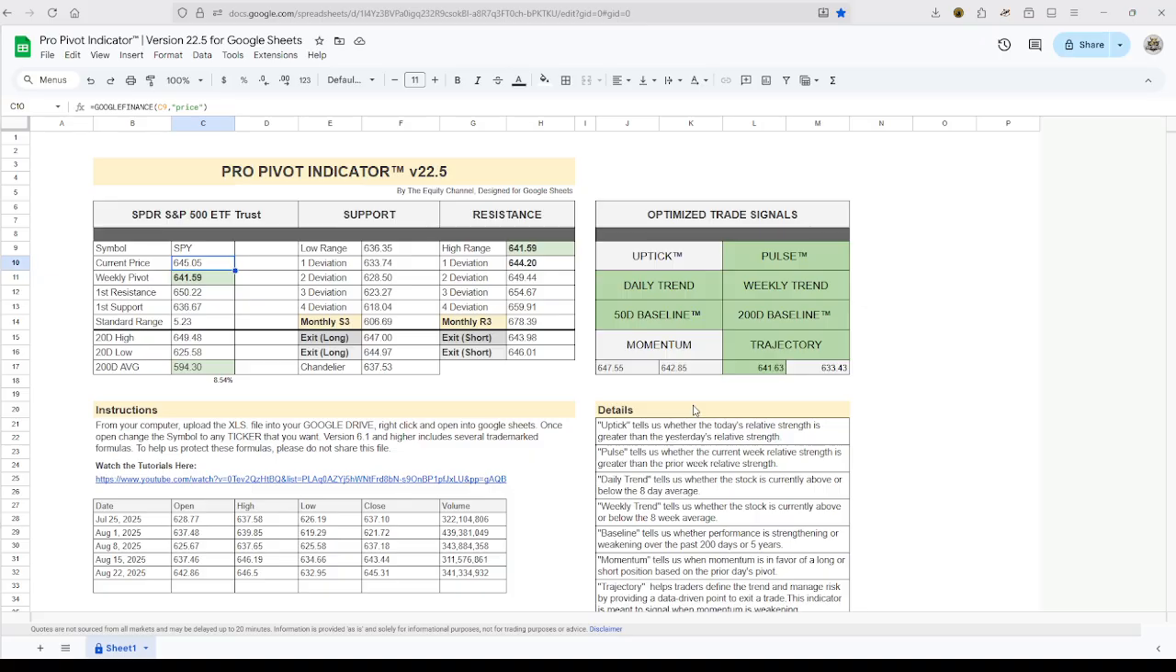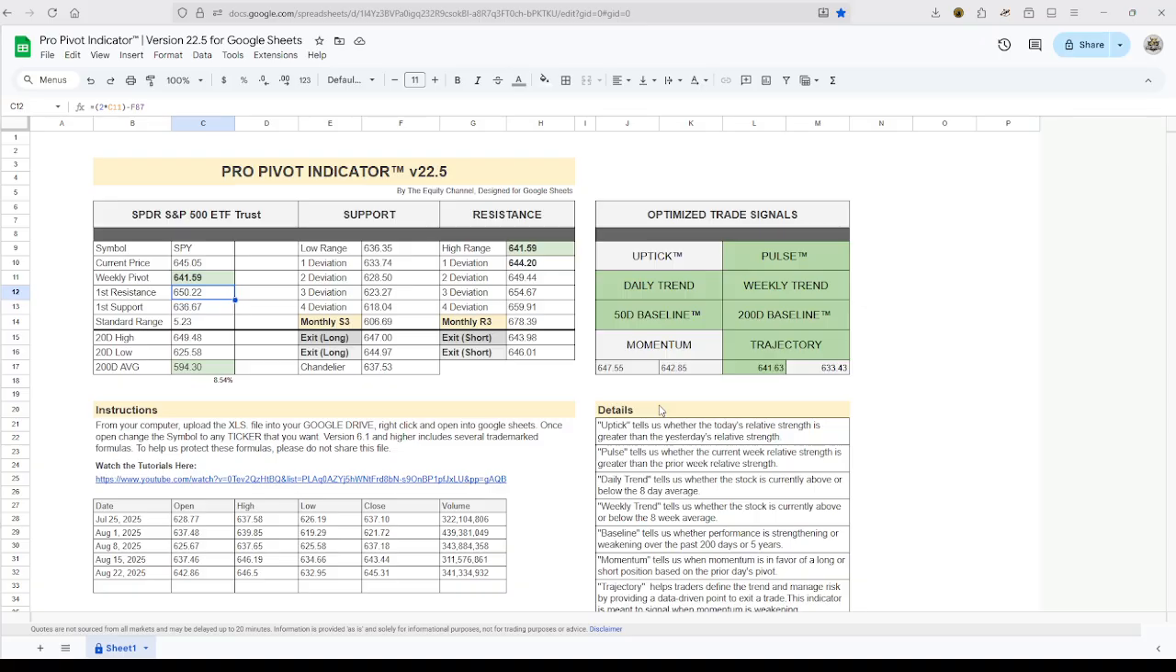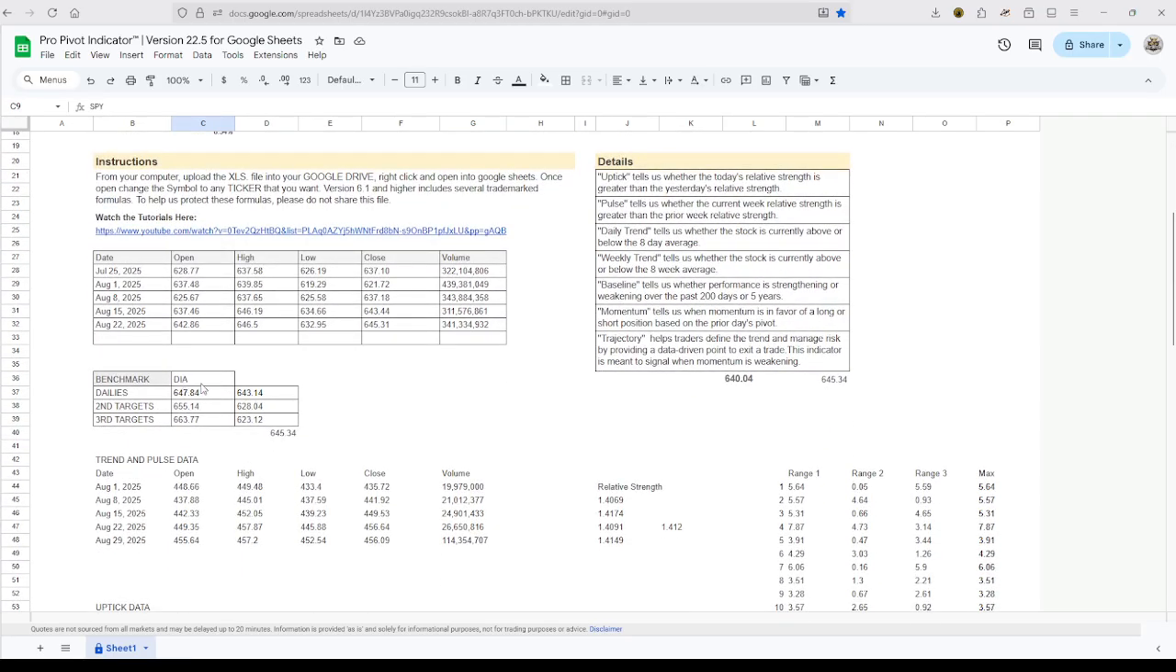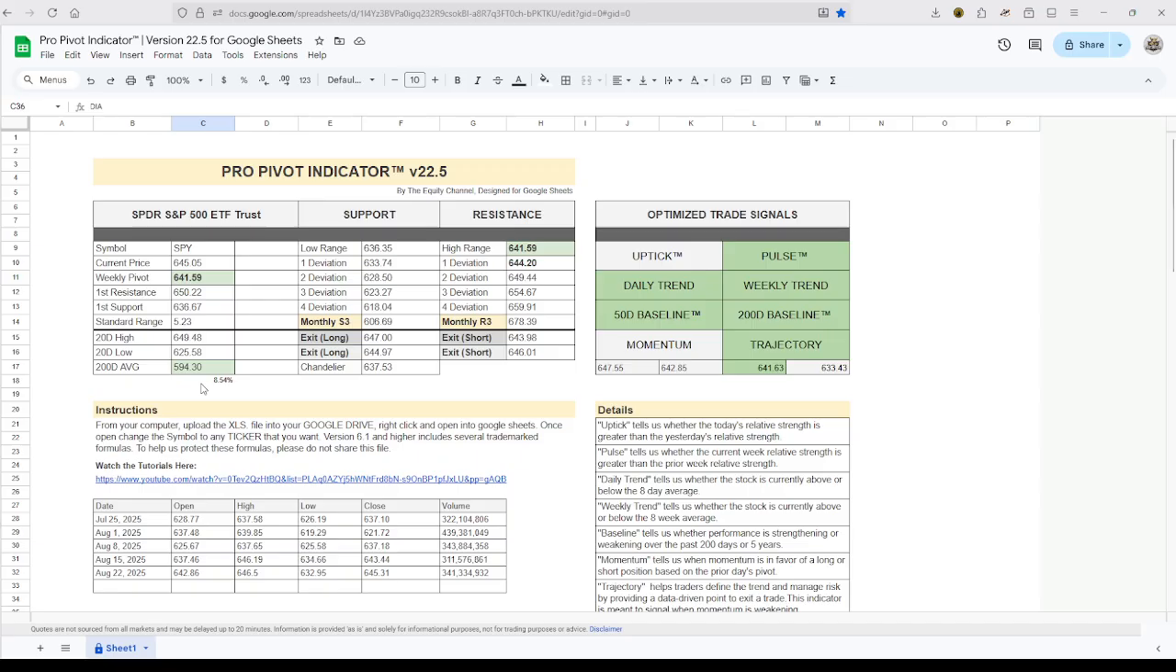Okay. Now, the pivot profile is designed to only let us change a few things so that way we don't mess anything up. So, for example, if I accidentally did this, right? Well, it'll say heads up, you're trying to edit part of the sheet that shouldn't be changed accidentally. So you could always just hit cancel, right? And that's good to go. The only two things you really want to ever change are the symbol and the benchmark. Right here you see the benchmark. Okay? That you can change at any point in time whenever you feel like it.